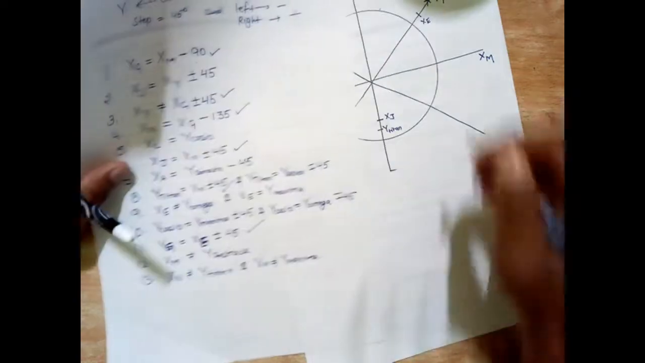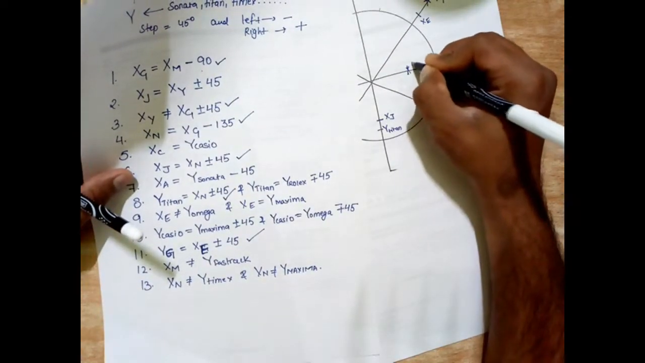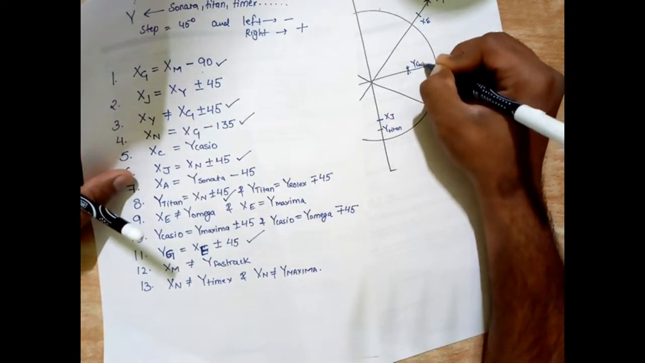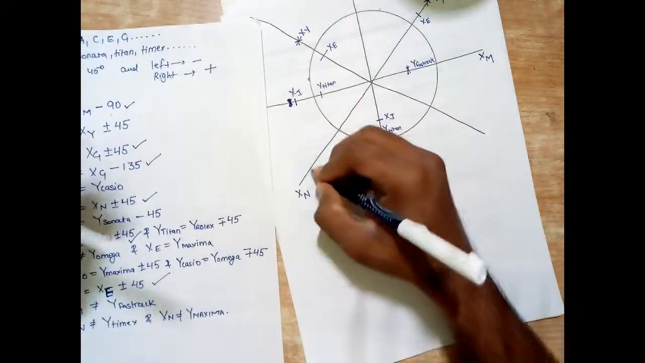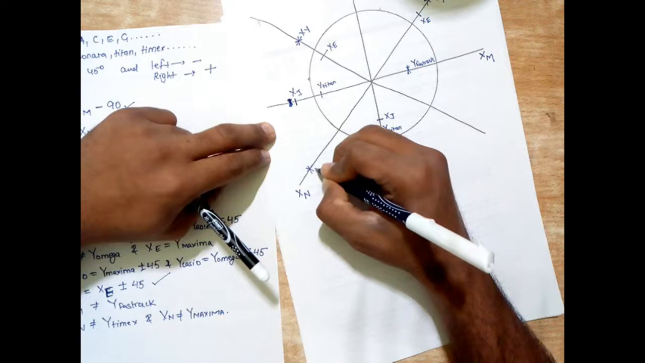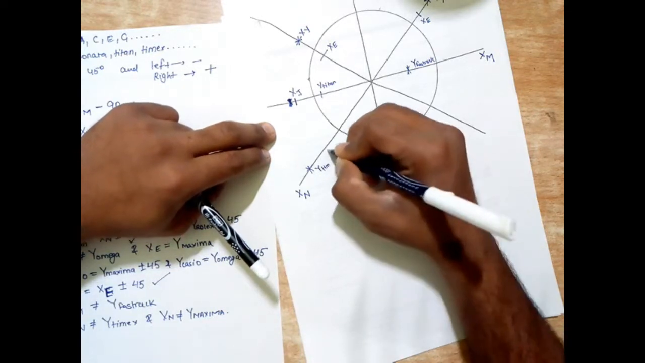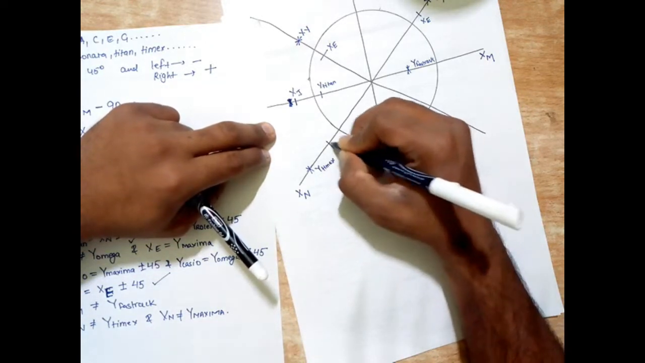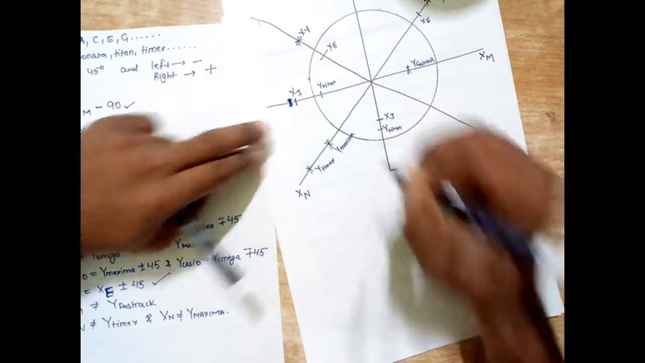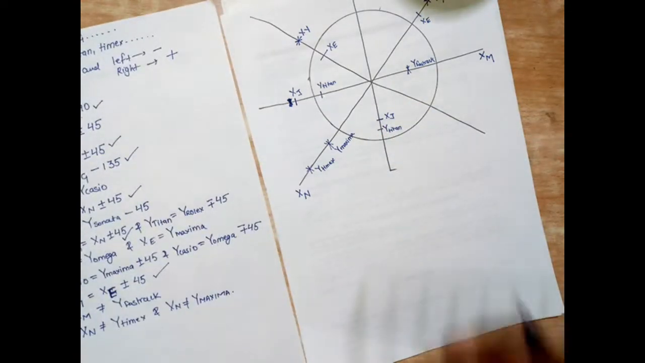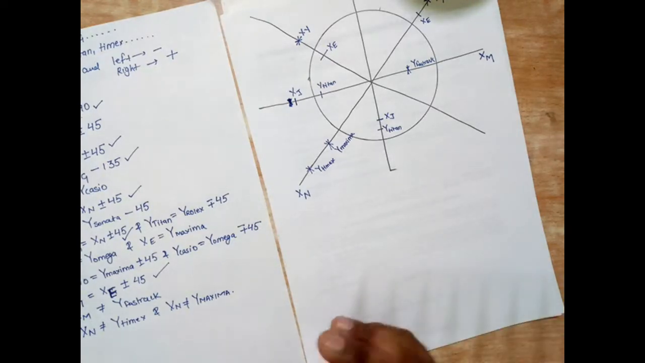xm doesn't like fast track, y fast track. xn doesn't like time, xn nor maxima. So I'll write in short, xn doesn't like maxima. So these are basically the conditions which are given to us by the question.